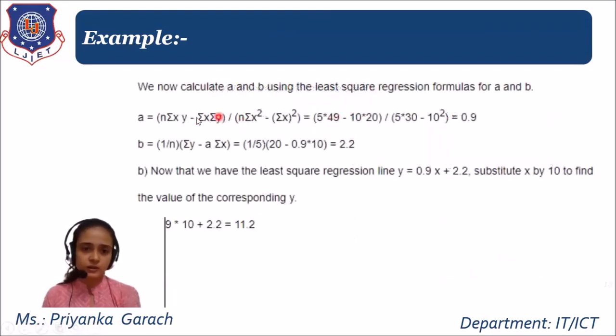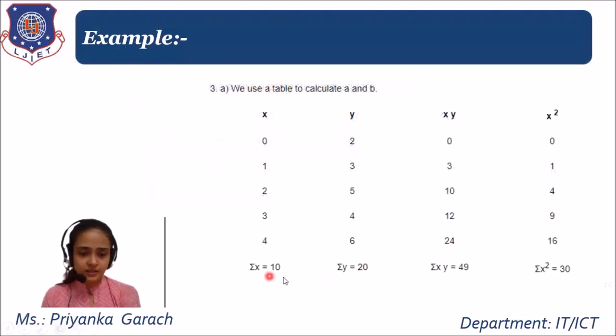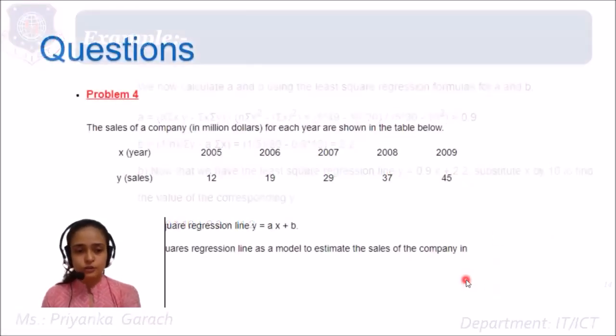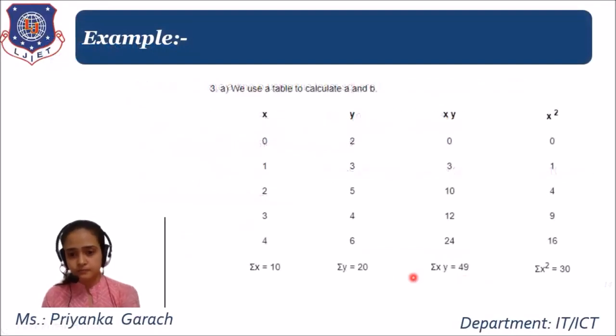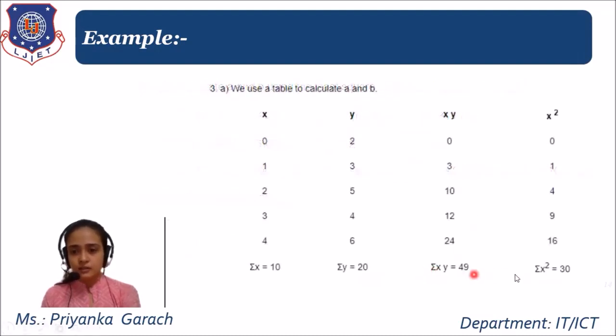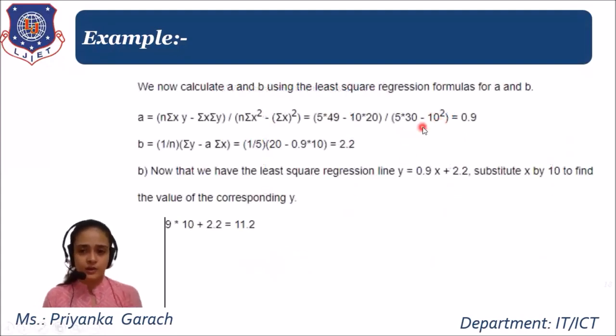So I'm writing 49 over here, minus sigma of x into sigma of y. The sigma of x is 10 and sigma of y is 20. So I'm writing 10 into 20, divided by n, that is 5, into sigma of x square. The sigma of x square value is 30 over here. So 5 into 30 minus sigma x the whole square. Sigma x is 10, and 10 square will be 100. So when you solve this equation using the calculator, you will get the value of a as 0.9.